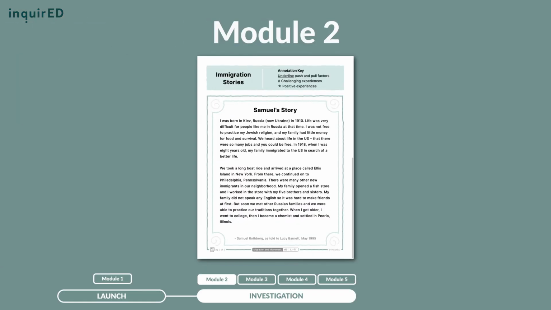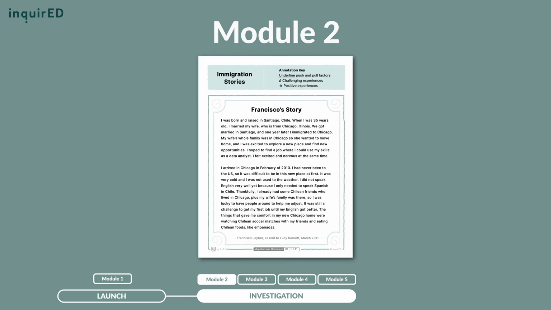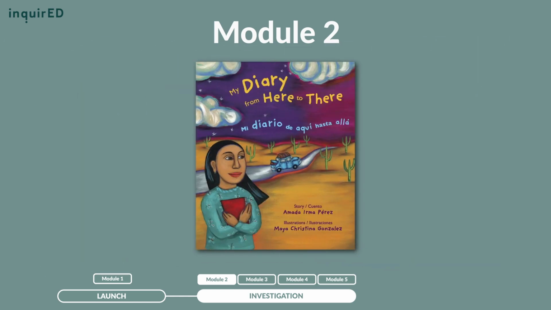Let's look at a few highlights from each module. In Module 2, students explore first-person accounts of immigration, from Russia in 1919 and Chile in 2010. Then explore the storybook My Diary from Here to There by Amada Irma Perez.